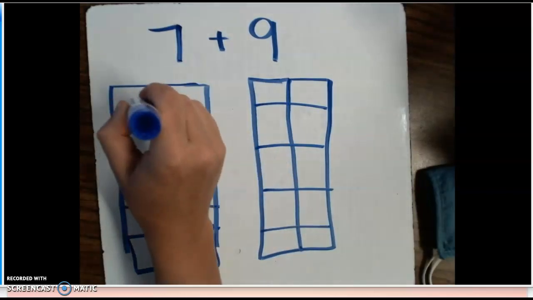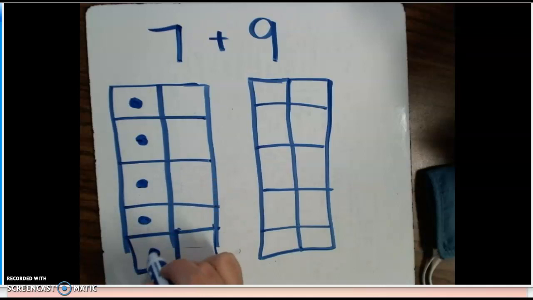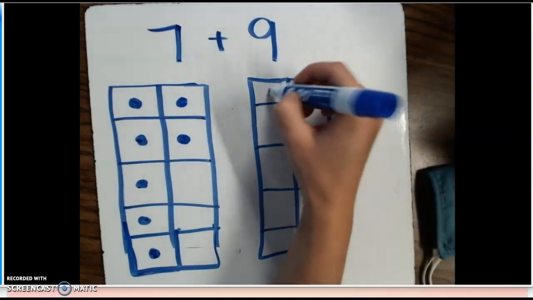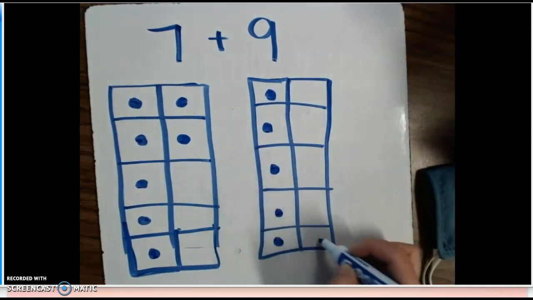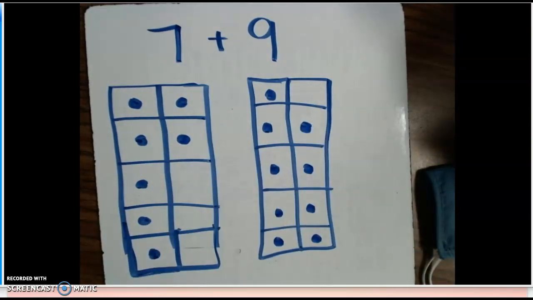All right, I'm going to bubble in 7. 1, 2, 3, 4, 5, because I know one row is always 5. 6, 7. 1, 2, 3, 4, 5, 6, 7, 8, 9.